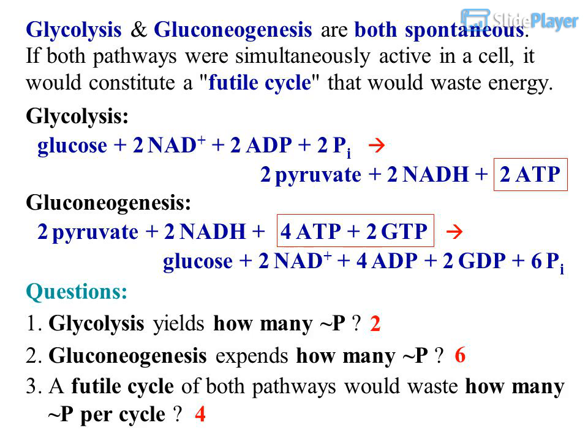Questions. 1. Glycolysis yields how many P? 2. Gluconeogenesis expends how many P? 3. A futile cycle of both pathways would waste how many P per cycle? Answers: 2, 6, 4.